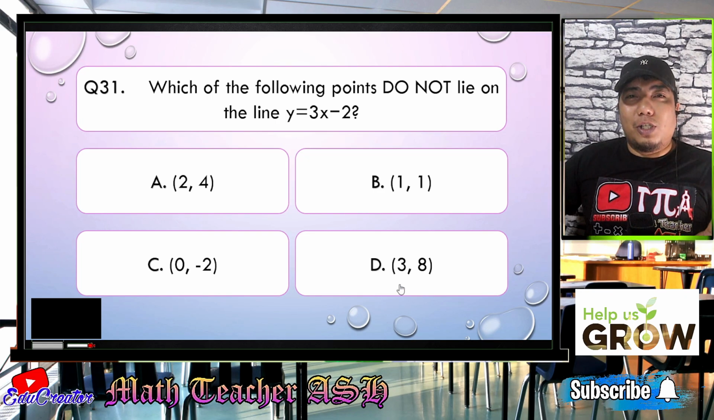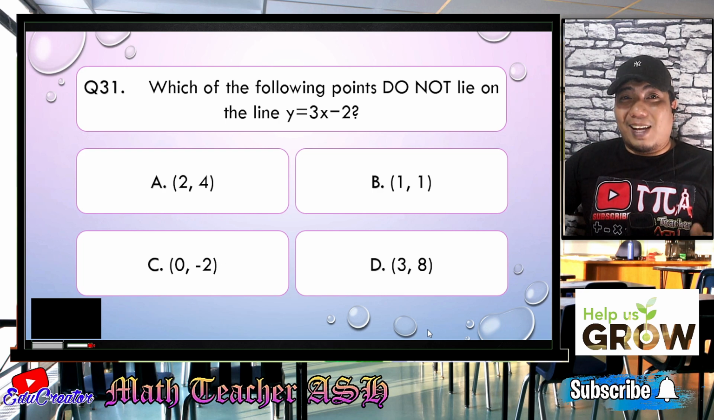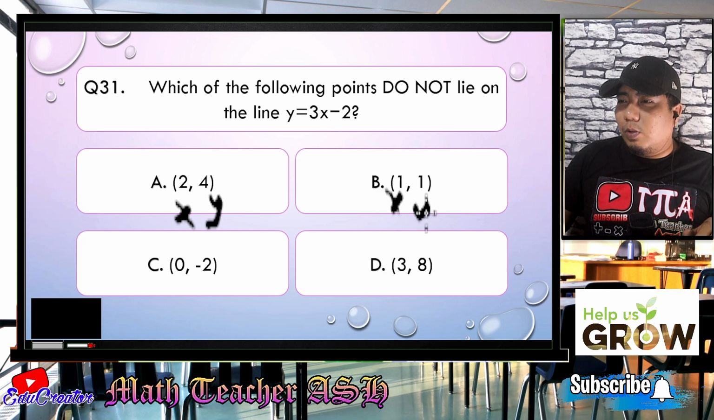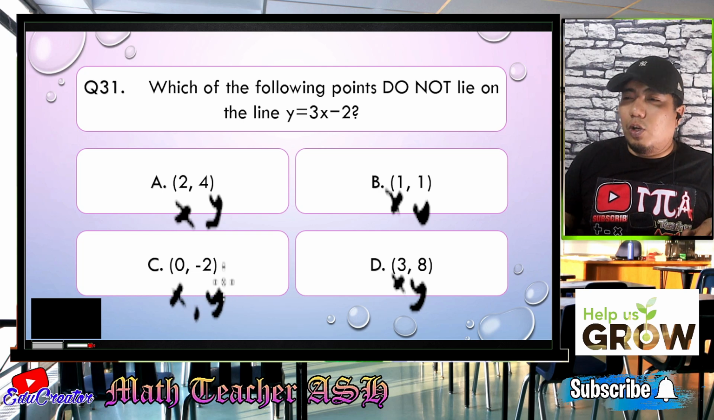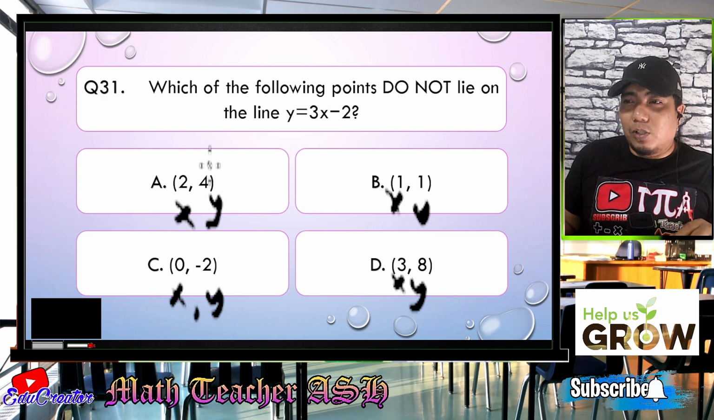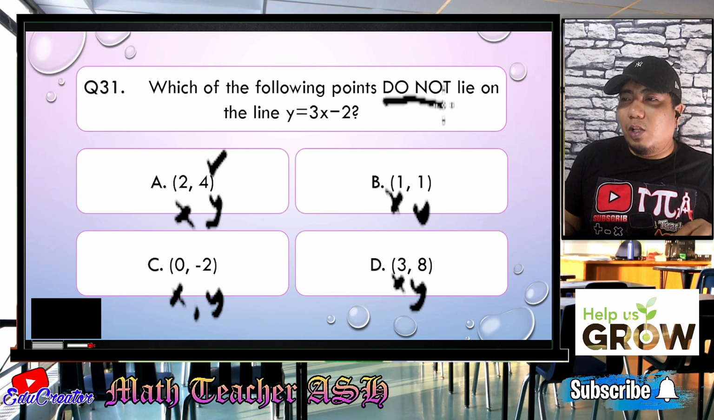Alright, math learners, what you need to do here is basically trial and error. How? The values given in our choices will serve as your x and y: this will be your x, and this will be your y. If you replace x with the given value, it should satisfy the value of y. So let's consider positive 2. 3 times 2 is 6, 6 minus 2 is positive 4. So this is correct. Now we are finding the point that does not lie on the line.